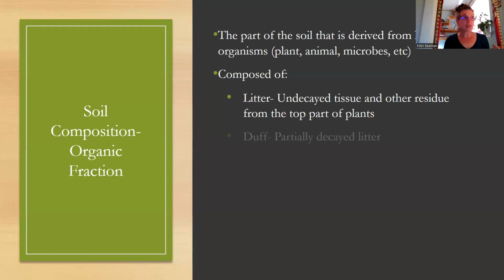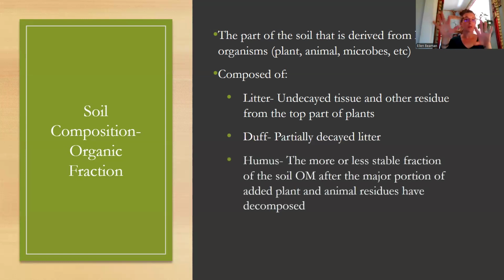Then it starts to break down a little bit and it becomes duff, which is partially decayed. So while with litter, you could see this is an oak leaf, and from my compost bin, this is a banana peel, and this is an eggshell, and this is an apple core. When you get down to duff, you can say, I know this was a leaf, but I don't know what kind of leaf it was. It's too decomposed for me to tell. Or I can definitely tell that those things were kitchen scraps. Or I can tell that that was an eggshell, but I don't know if it was one of the white eggs or the brown eggs.